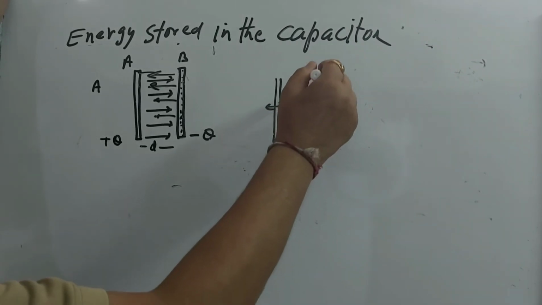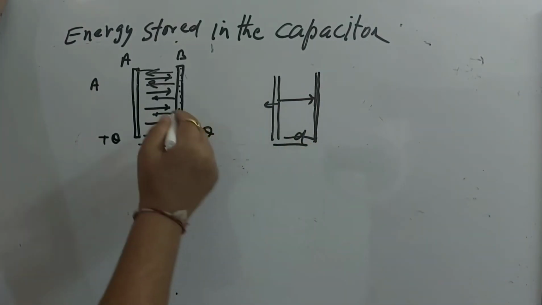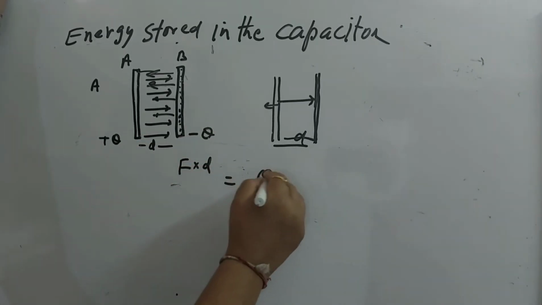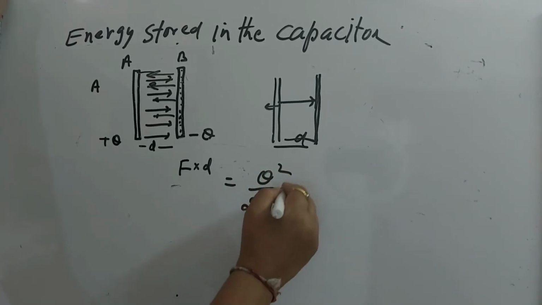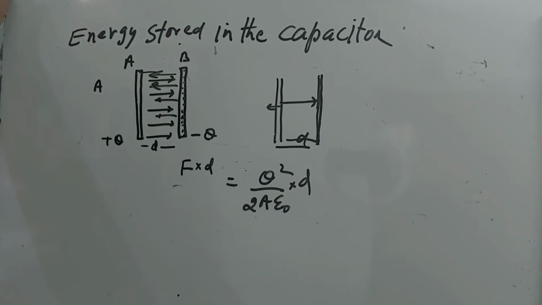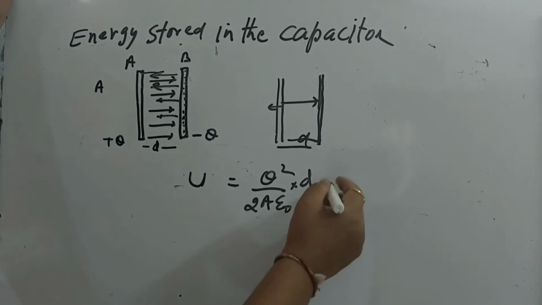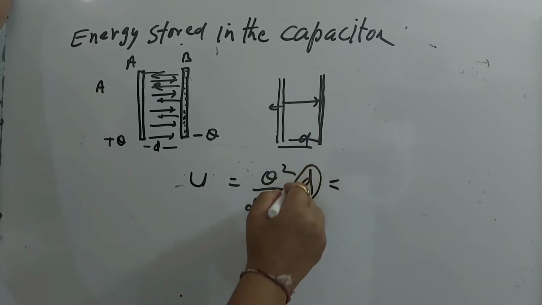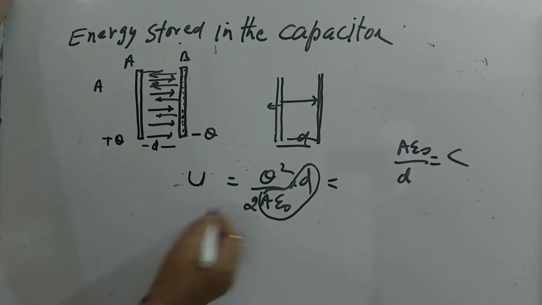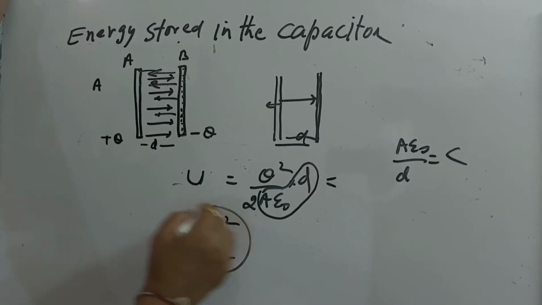and you bring this plate at this side. So total work done by you will be equal to force into distance moved, and this will be equal to Q square by 2A epsilon naught into D. This will be the total work done, and this work will be stored as the potential energy in the system, and this is the electrostatic energy stored in the capacitor, and this is equal to, since we know A epsilon naught by D is C, capacitance already done, so this is equal to Q square by 2C. So this is the energy stored in the capacitor.